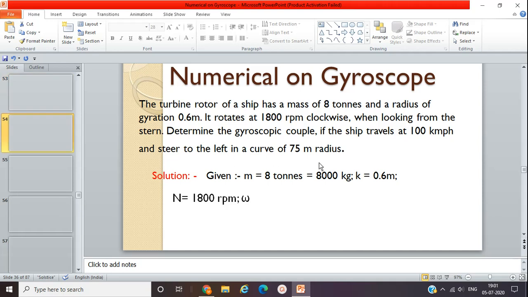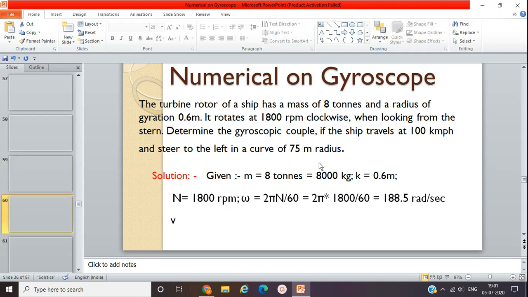Angular gyroscope. But what is, once again, the given data? As we have been given n equal to 1800 rpm, we are able to find the value of omega, which is equal to 2 pi into n by 60. So it equals 2 pi into 1800, that is the rpm given to us in the problem statement, upon 60, which is equal to 188.5 radian per second.